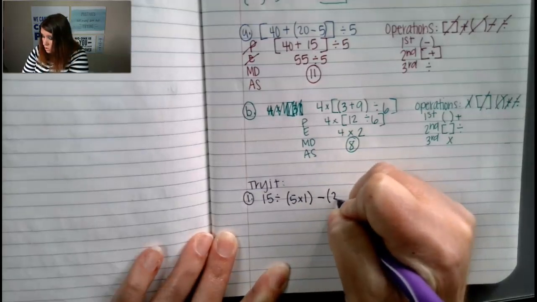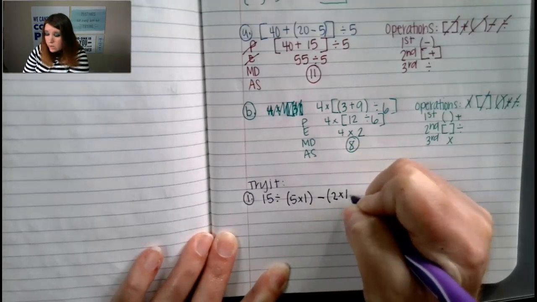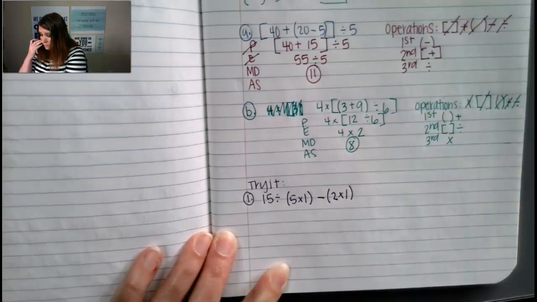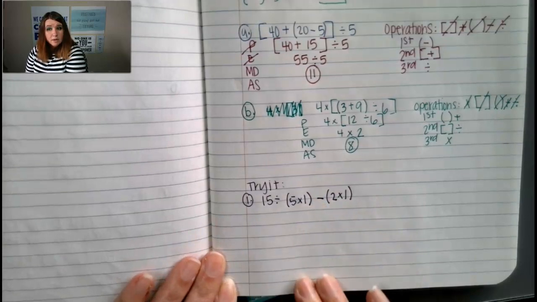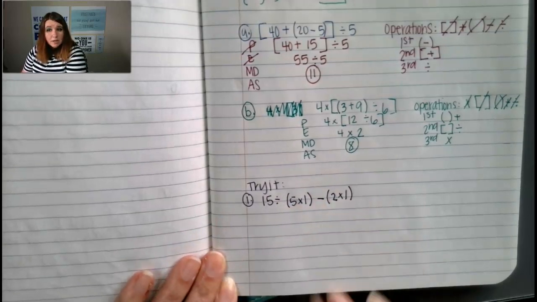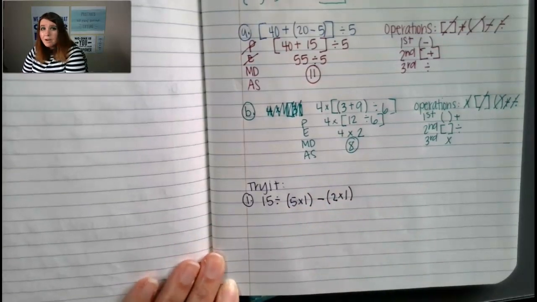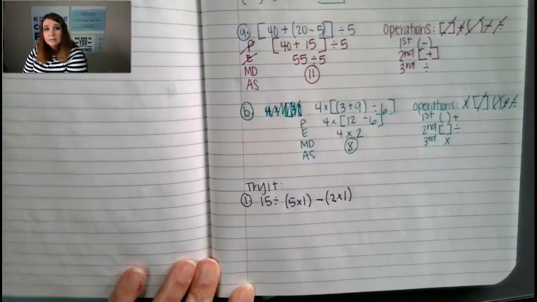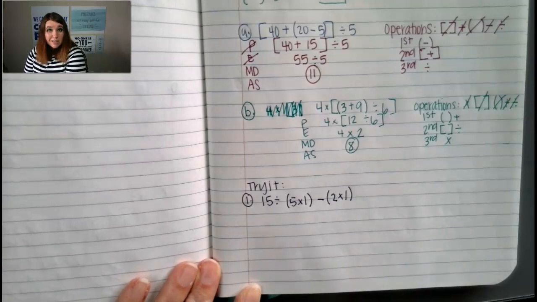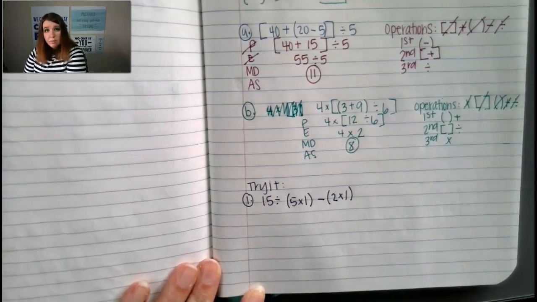minus 2 times 1. Okay, so right now you're probably going to want to pause the video so that you can try this on your own. Otherwise, you're going to hear me start to solve it, and then you're not going to get a chance to see what you know. So go ahead and hit pause, and I'm going to go ahead and solve this. So hit play when you're ready.